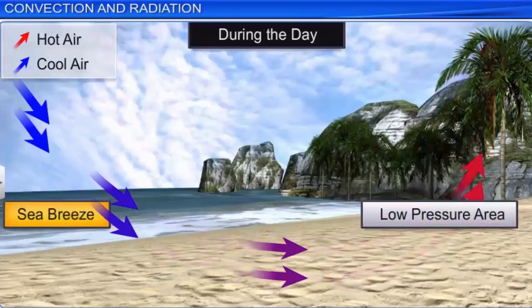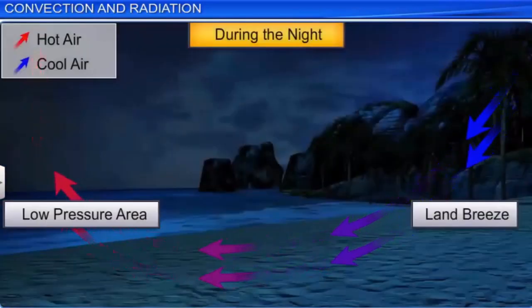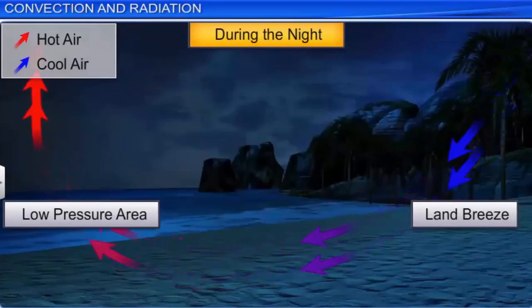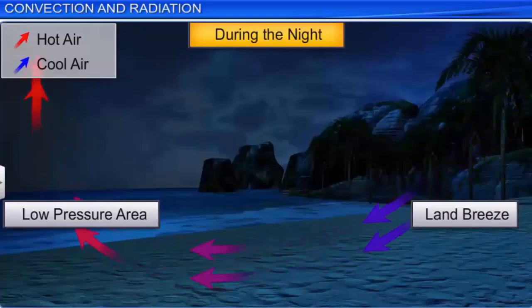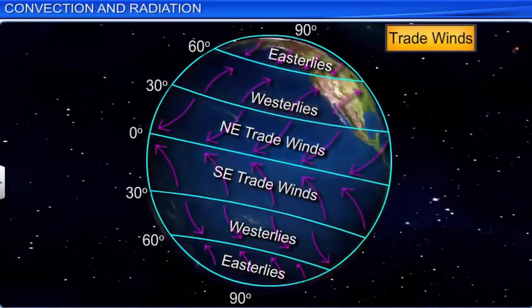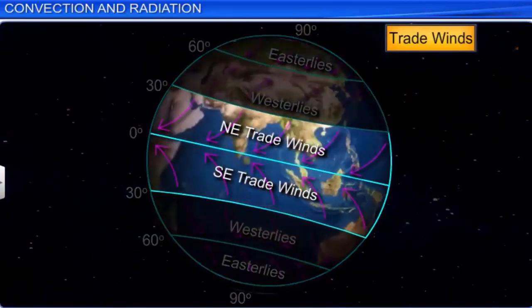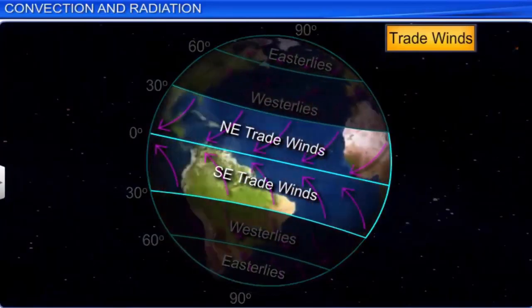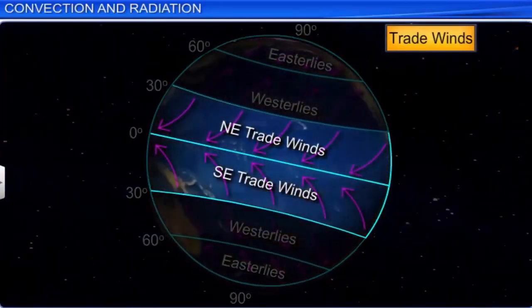During the night time, exactly the reverse process takes place. Air moves from the land to the sea. This is known as land breeze. Trade winds are another example of natural convection. The steady surface winds blowing from the northeast and the southeast towards the equator are called trade winds.